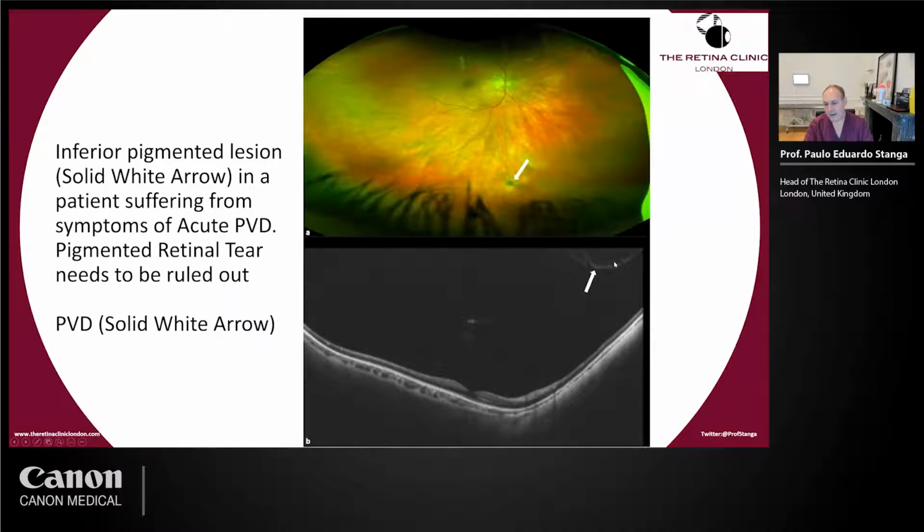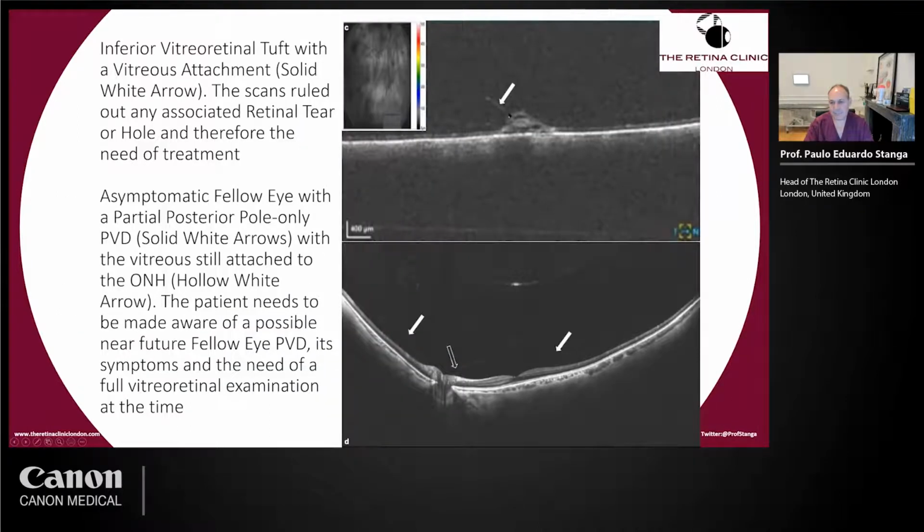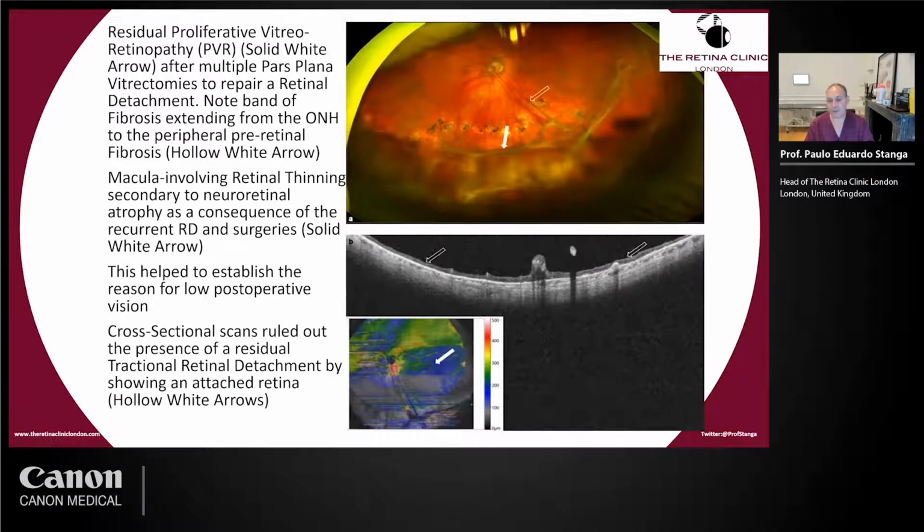You can clearly see here the presence of a posterior vitreous detachment. And you can see that that pigmented lesion is a vitreoretinal tuft. However, there isn't a full PVD in this patient. The vitreous is still attached at the optic nerve head. So it's important for patients to understand this.